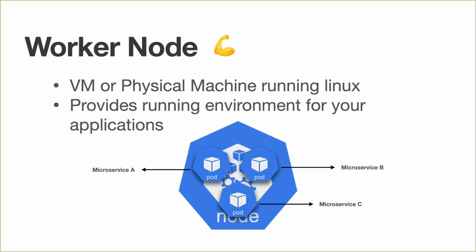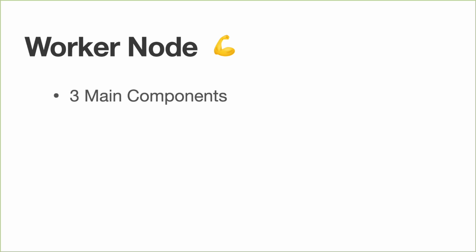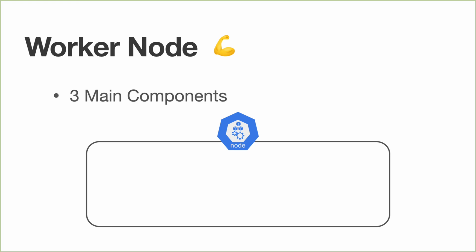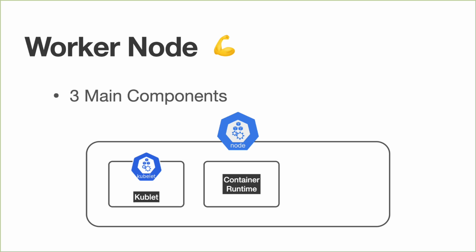Moving on to worker nodes, the worker node has 3 main components. If we look into it, inside of each worker node we have the kubelet, which is an agent, and you're going to learn in a second what it is. You also have the container runtime, which I'm going to explain in a second as well. And also we have the kube proxy.